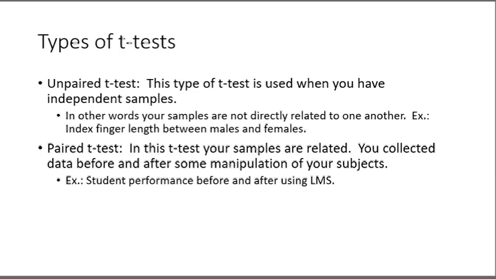Another type is the paired t-test. In the paired t-test, the test samples are related. There is a relationship. You collect data before and after some manipulation of your subject, for example, student performance before and after using a learning management system. For example, in this paired t-test, you have one group of students, let's say BSIT first year, section A.